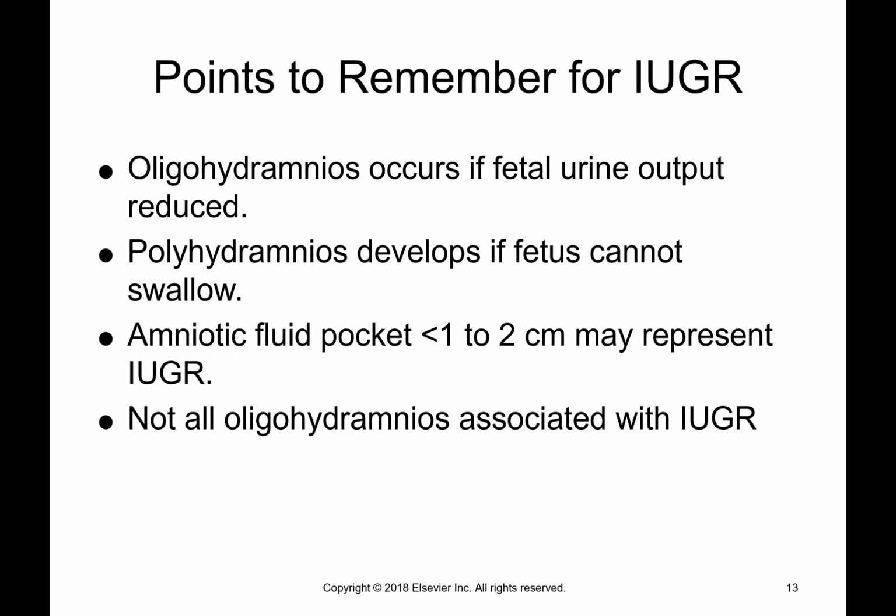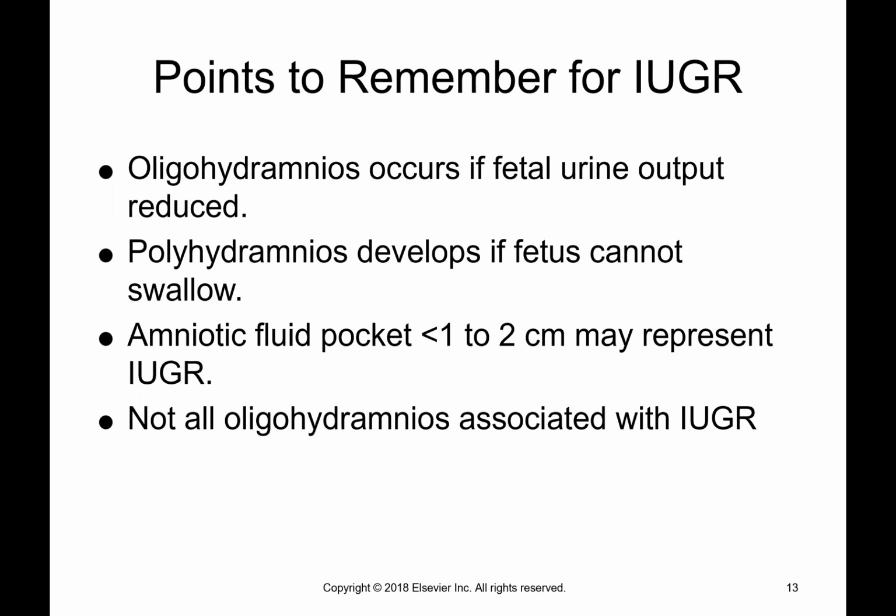Another thing to remember with IUGR is they will get oligohydramnios, which is less than 5 centimeters of amniotic fluid index fluid, because the urine output might be reduced. Polyhydramnios develops if the fetus is having trouble swallowing, and that's greater than 24 centimeters.